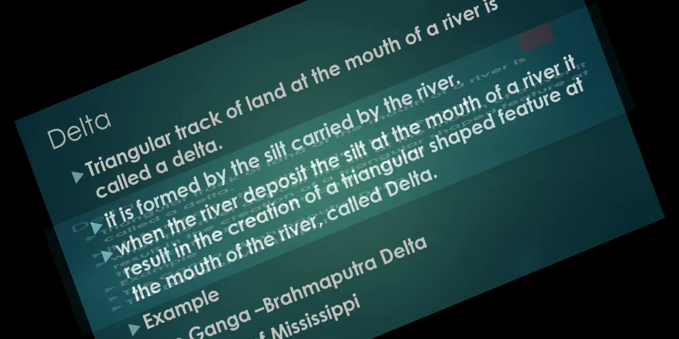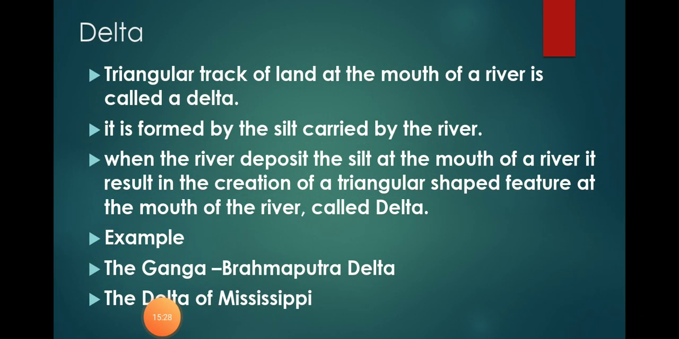Next one is delta. What is a delta? A delta is a triangular tract of land at the mouth of a river. Now it is formed by the silt carried by the river. How is it formed? It is formed by the silt which is deposited by the river in the middle of the river, and when that silt is deposited, the river separates itself into channels and it flows in two directions. So like that the river's delta is formed.